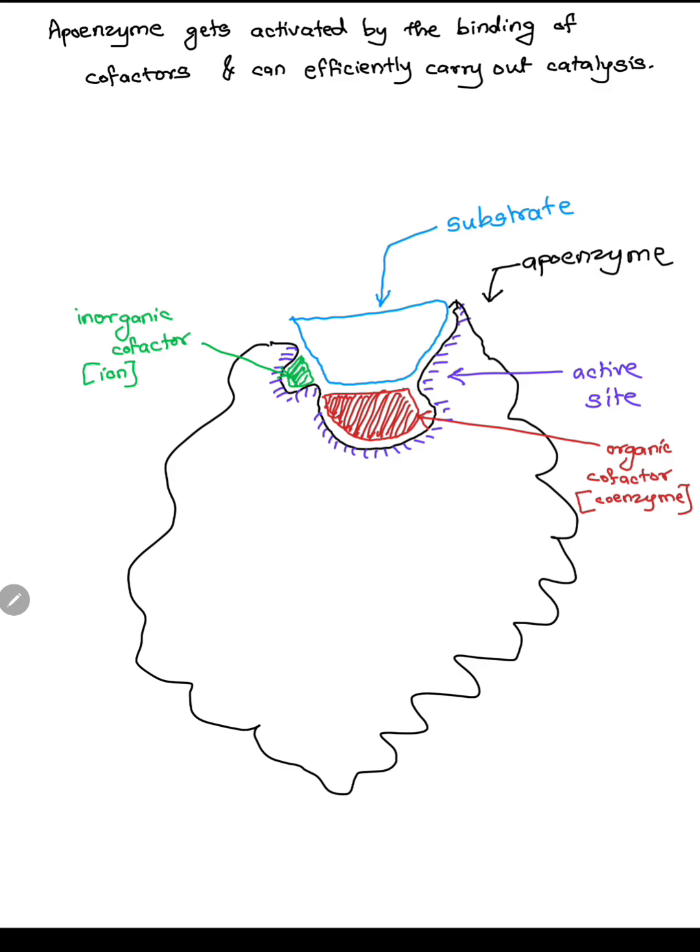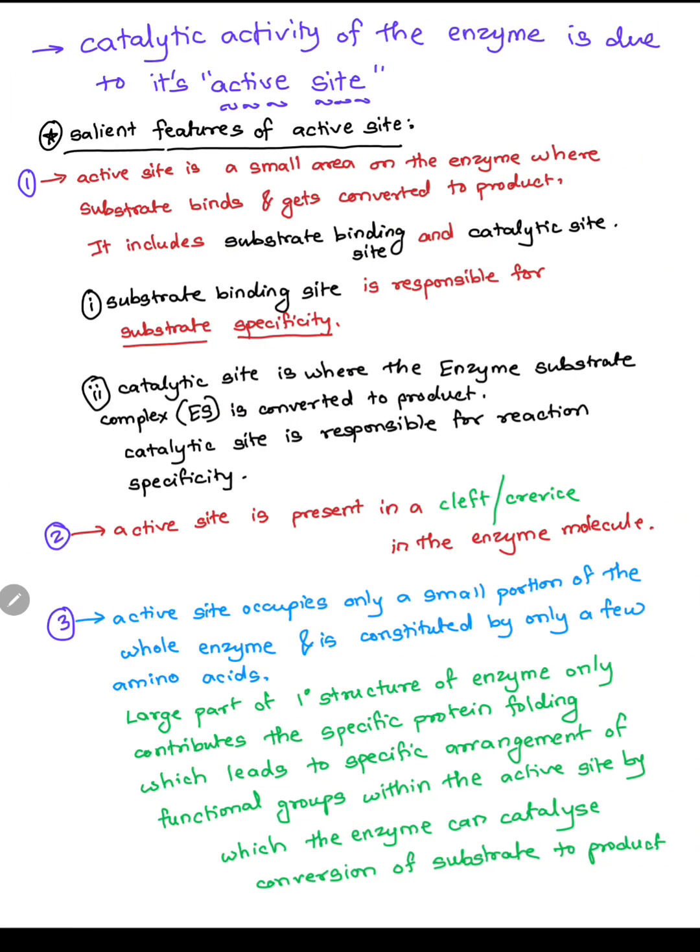This enzyme is like a huge molecule with a reaction happening at a cleft inside the enzyme called the active site, where the substrate comes and binds. But the active site by itself will not be active for enzymes which have coenzyme and cofactor. They will not be active till the coenzyme and the inorganic cofactor come and bind at the active site. Once they bind at the active site, the enzyme can efficiently carry out catalysis. That is what we'll see later, that the catalytic action of enzyme is because of the active site, right?